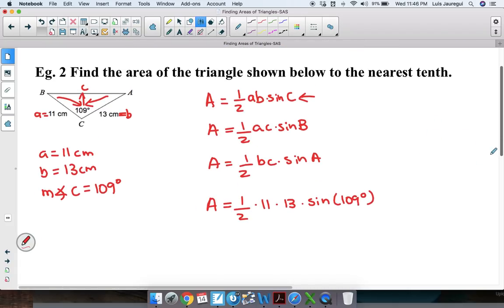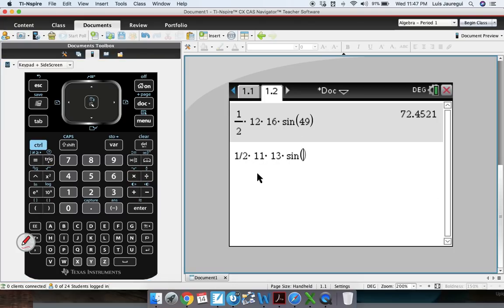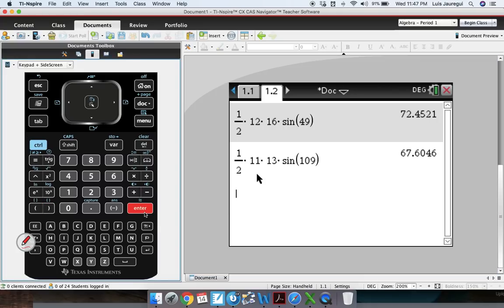So let's go ahead and get an approximation using the technology. So we're going to go to the Inspire real quick and type in this expression. So we have 1/2 times 11 times 13 times sine of 109 degrees. And let's go ahead and close the parentheses and hit Control Enter. So we get that the approximate value to the nearest tenth will be about 67.6 centimeters squared.